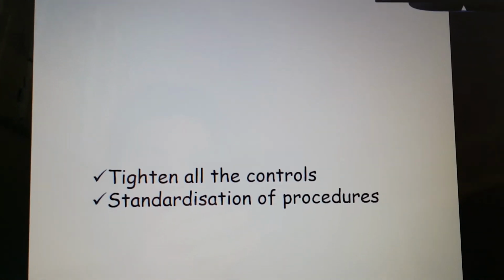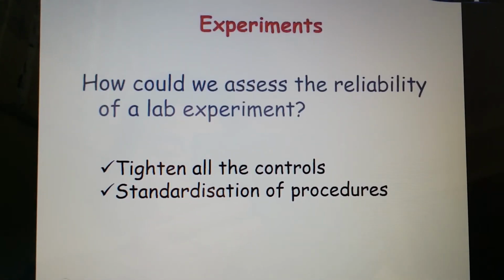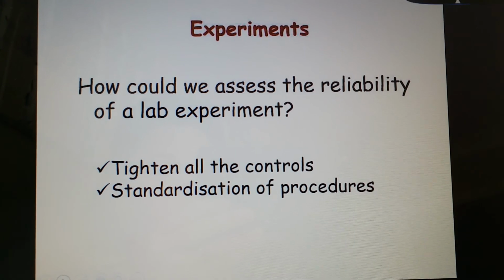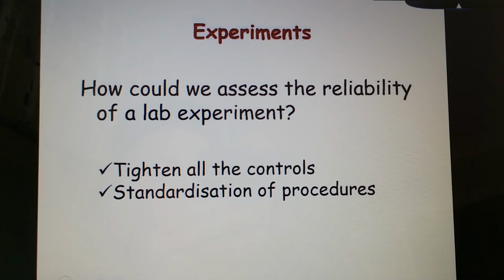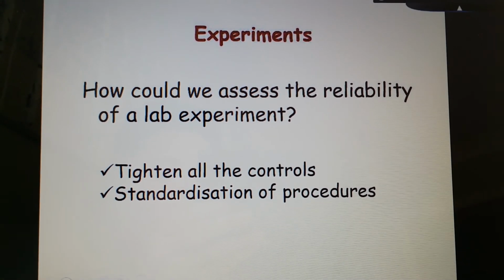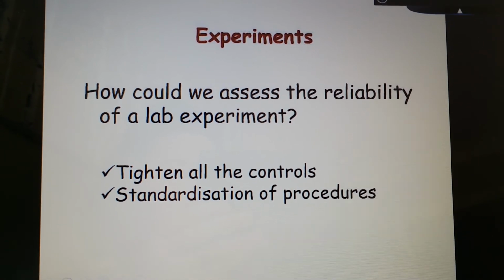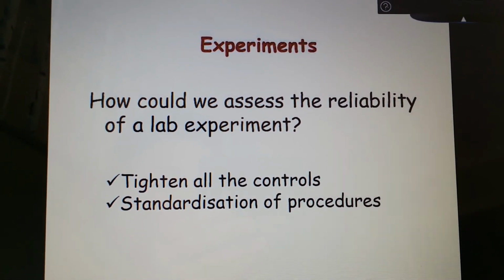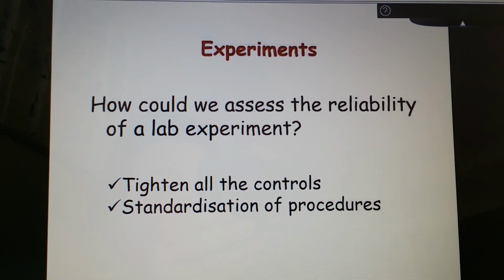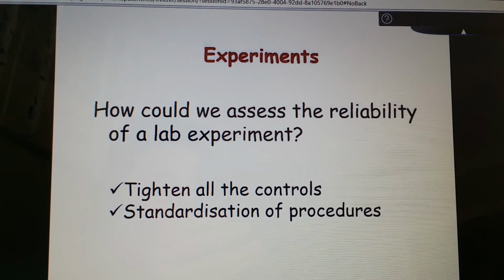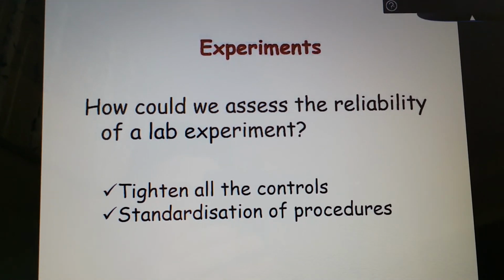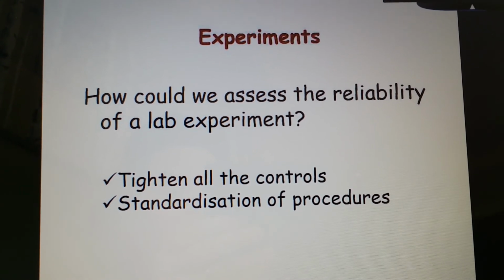So, how else can we physically do this? How else could we assess the reliability of a lab experiment? Well, this is quite difficult because we don't necessarily have a set of questions and we don't have categories. So what we would do in this case is ensure that all controls were tightened and all procedures were standardised. So for example, everybody carried out the experiment in exactly the same way.